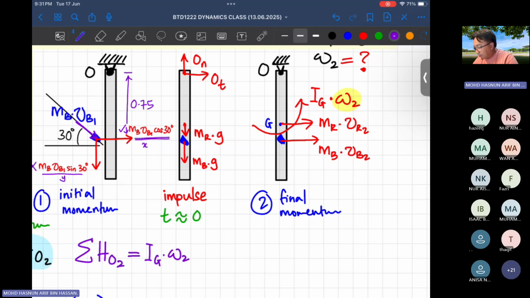Okay, now we look at MR VR2. MR VR2, this is again a linear momentum.